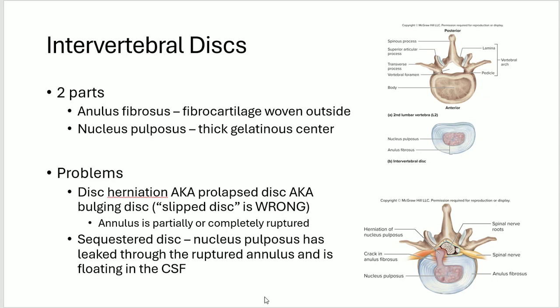Something else that can happen is called a sequestered disc. So this is when the nucleus pulposus has leaked completely out and is floating around in the cerebrospinal fluid. Everywhere it touches, it sticks to like sticky glue, and it has to be physically scraped off the spinal cord with surgery. There's no other solution. Everywhere it touches causes essentially chemical burns to those nerve structures, and surgeons need to go in and completely scrape that out. So that's super fun for the people who have to go through that.